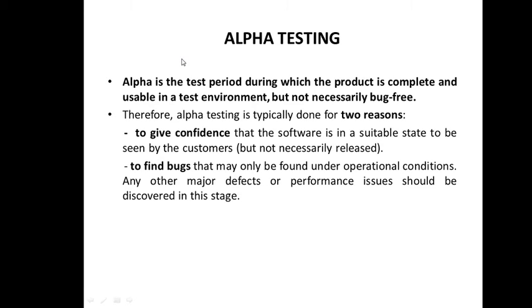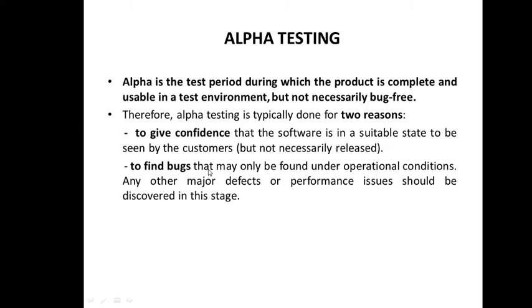What is alpha testing? Alpha is the test period during which the product is complete and usable in the test environment, but not necessarily bug free, because this is the final testing that we need to carry out to check for each and every parameter. So what is the basic reason for carrying out this alpha testing? To give confidence that the software is in a suitable state to be seen by the customer, but not necessarily released. It's not released, but yes, we can give this to the customer for testing because we ourselves have tested it properly. So we can give the confidence to the end user.